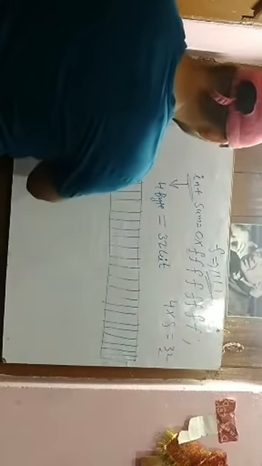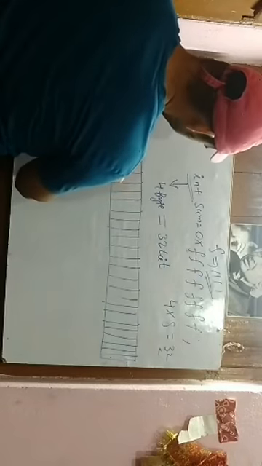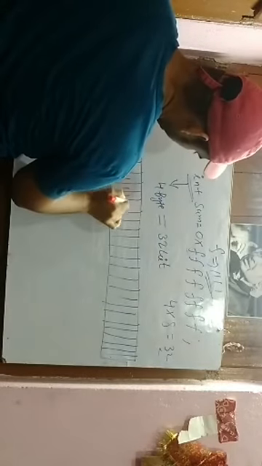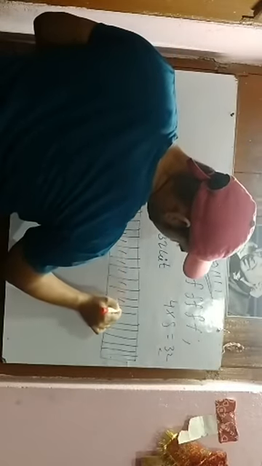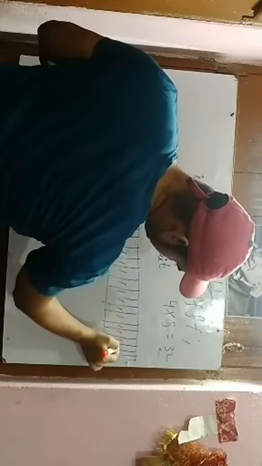Let me change the marker, otherwise it will not look beautiful. So I am changing the marker. 11111111, like this. We have 32 running ones. Okay, fine. We have 32 ones.